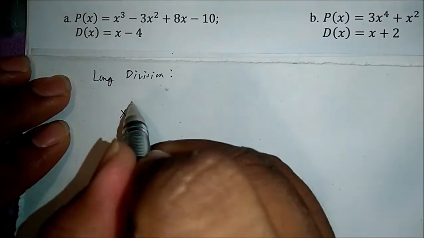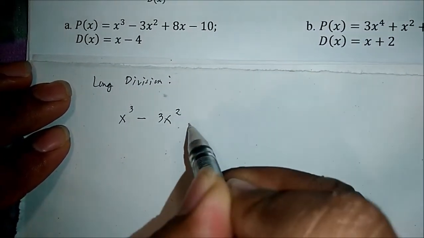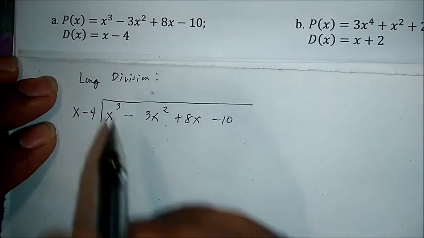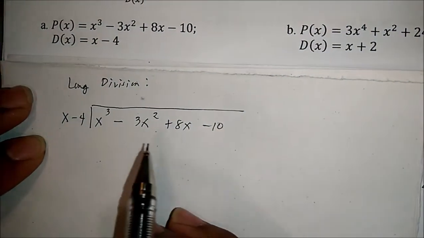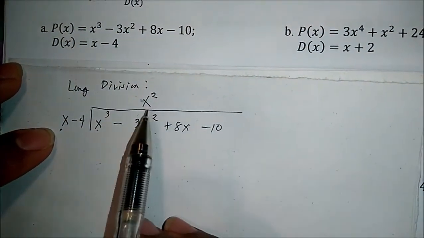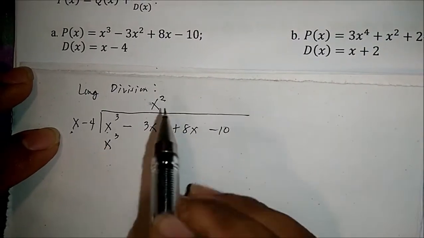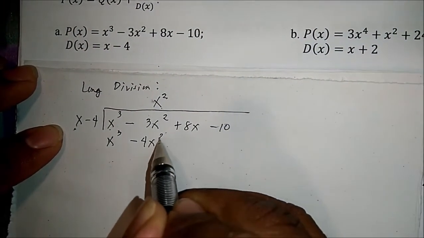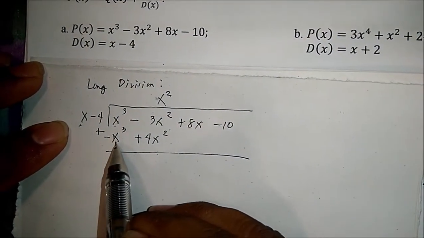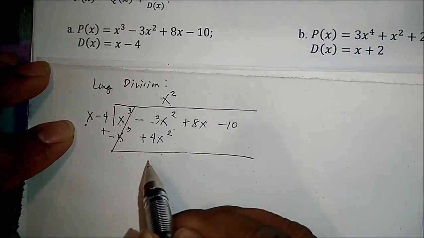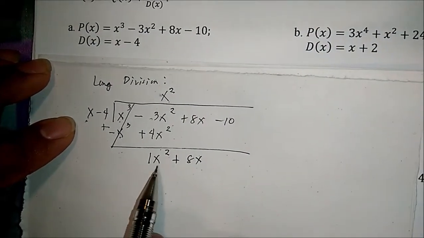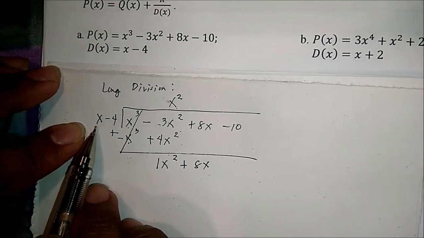So, let's try the long division method. So, x cubed minus 3x squared plus 8x minus 10 divided by x minus 4. So, wala tayong missing term, so hindi tayo maglalagay ng 0. So, let's divide. X cubed divided by x is x squared. Isusulat natin sa taas ng negative 3x squared. Then, multiply x squared times x is x cubed. X squared times negative 4 is negative 4x squared. Then, subtract. So, change the sign, plus. So, x cubed plus negative x cubed, that would be 0. Negative 3 plus 4 is positive 1, x squared.